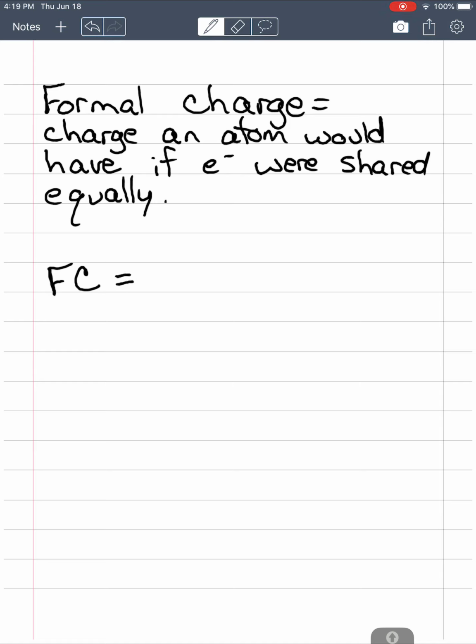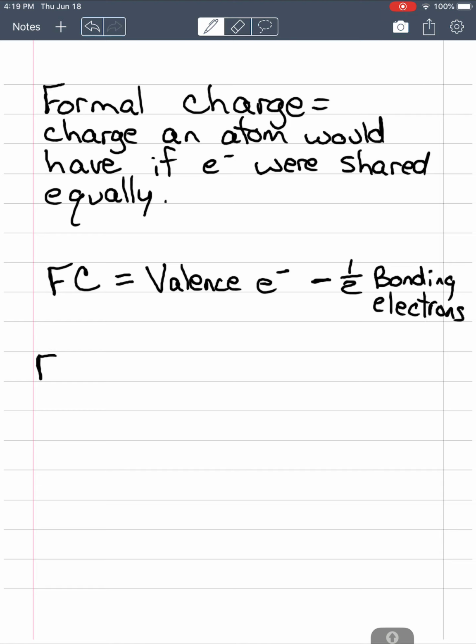Formal charge equals the valence electrons minus 1/2 of the bonding electrons. There's another way that you can write that, which is the same. So you can either do half of the bonding electrons or just count up the bonds and subtract that. So there are some rules for formal charge.